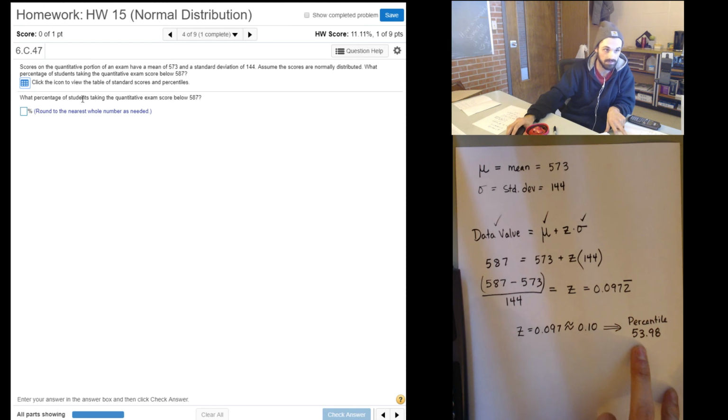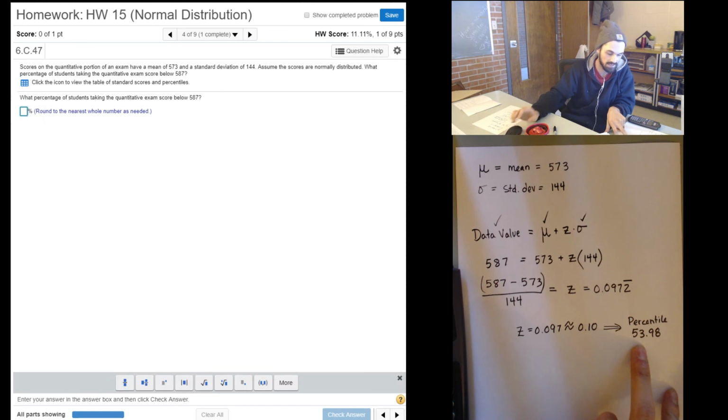So what percentage of students taking the quantitative exam scored below a 587? Round to the nearest whole number if needed. Well, we'll round this up to 54.